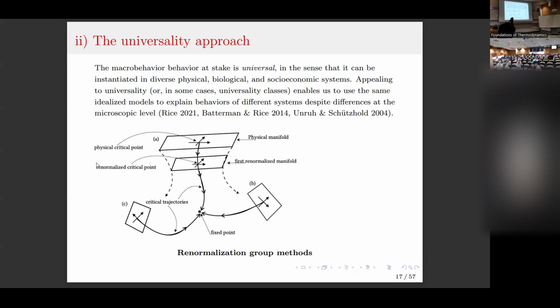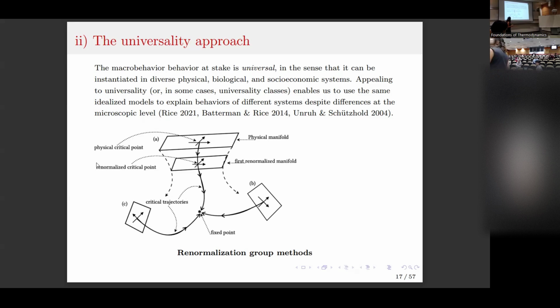Some philosophers that have been putting forward this framework in different contexts are Batterman and Rice in these papers, but this view has also been defended by some physicists, for instance, Unruh and Schützhold, in the context of black hole physics, who have appealed to universality to justify the use of analog experiments in that context.